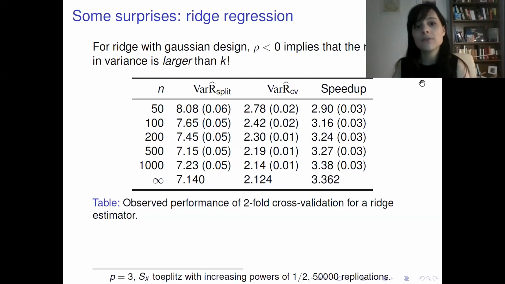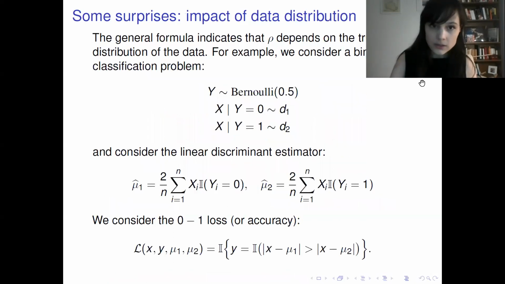This is illustrated by this simple example. Here I'm doing two-fold cross-validation, and here the speed up is the ratio between the two different variances. And we can see that asymptotically, doing two-fold cross-validation for the ridge is like having more than 3 times more data. And this is very surprising. Even more surprising.